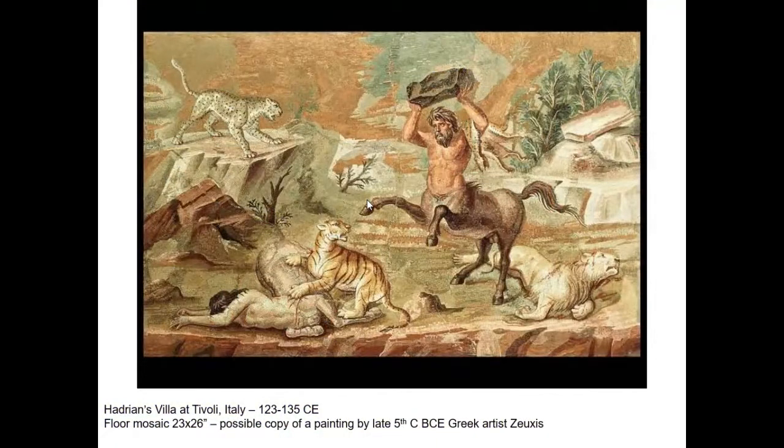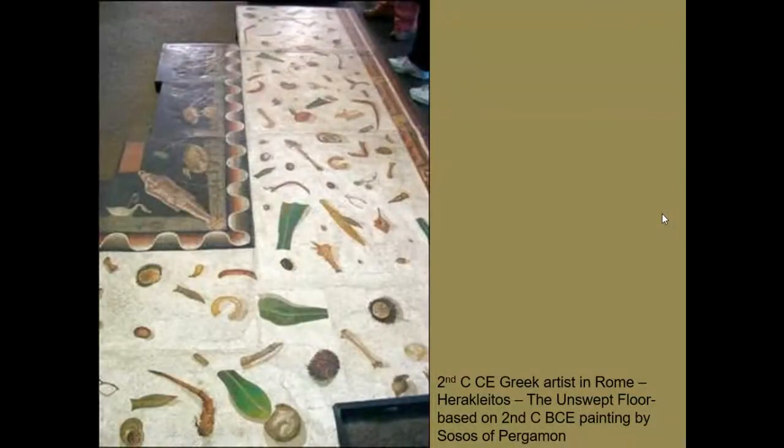This is a floor mosaic from Hadrian's villa, probably a copy of a wall painting by a Greek artist. So you can see that as dramatic as it is and as violent as it is, there's also pretty elaborate indication of three-dimensional spatial illusion. If you look at the centaur's raised hoof and imagine that coming towards you in space, you can see, again, very sophisticated ability to create the illusion of foreshortening.